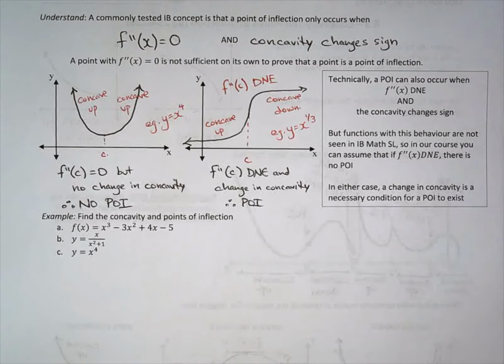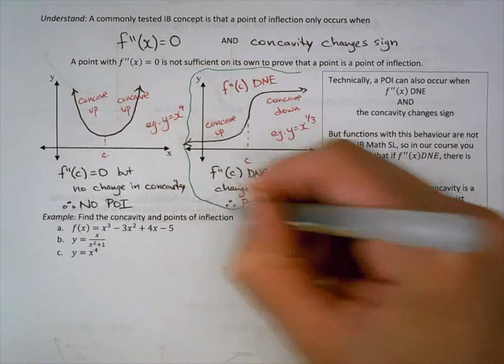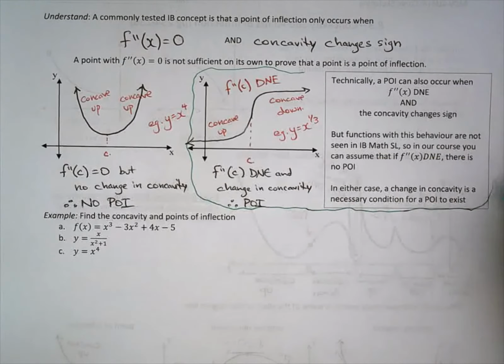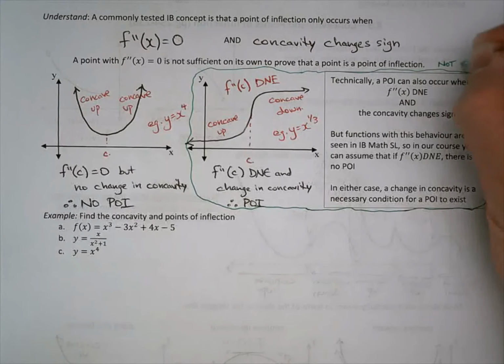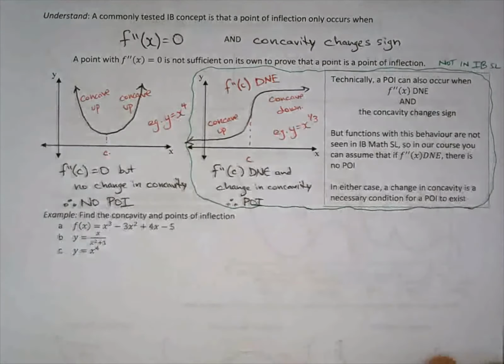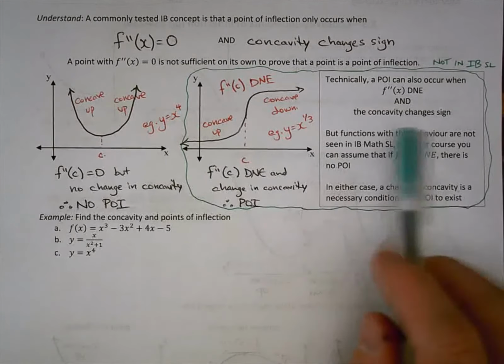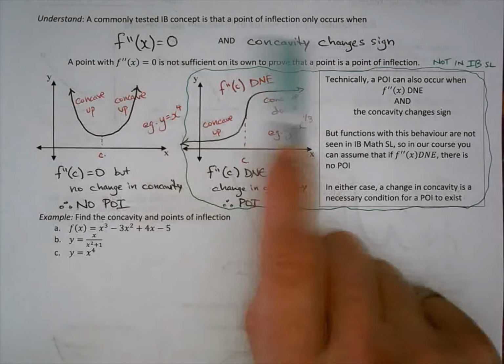Now, like I said last time, this is not in IB. So you don't need to know this, but you're going to need to know it when you get to university and look at this. So I just want to make sure your notes are correct. So this is not in IB SL, it's in the HL course. So you can have a situation where the second derivative equals 0 and the concavity changes sign.